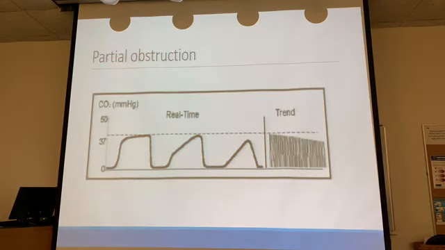So this is an example of a partial obstruction. See how it looks just like a shark fin, kind of triangular shaped shark fin? Because partial obstruction of an ET tube or an airway, it's kind of the same as having a bronchospasm, right? You're not able to get the full air out, so you see this very slow rise to the peak end-tidal CO2 right there.